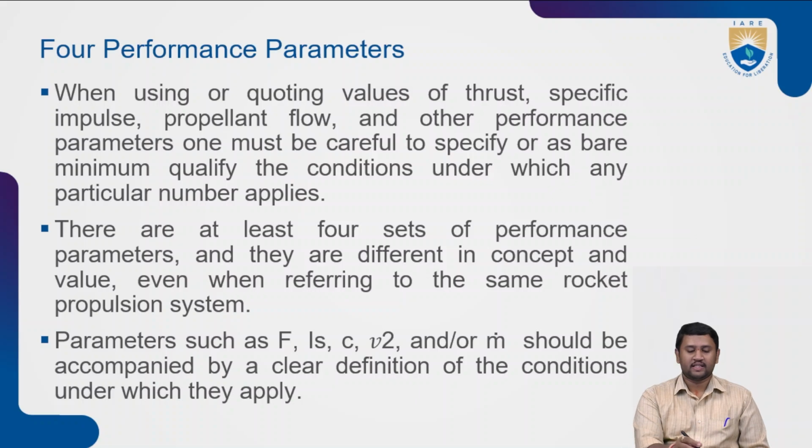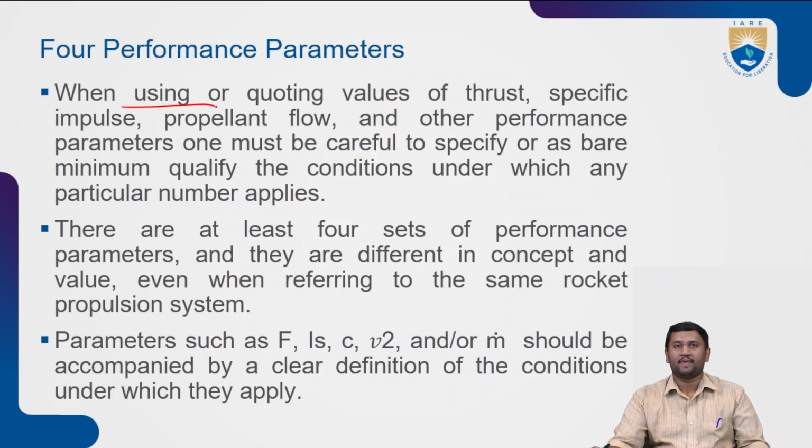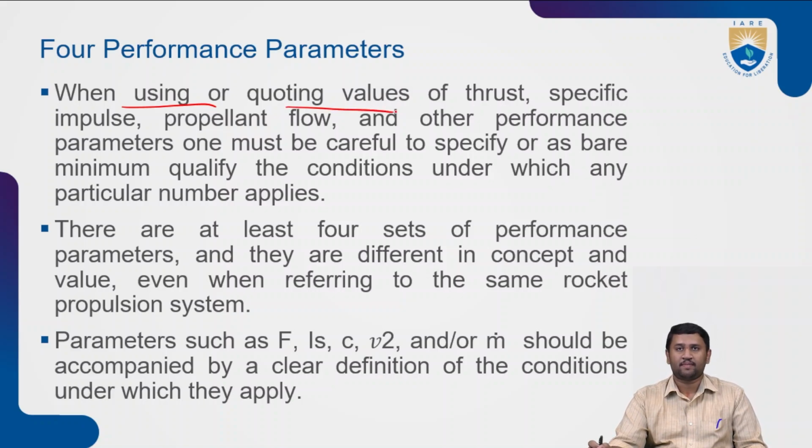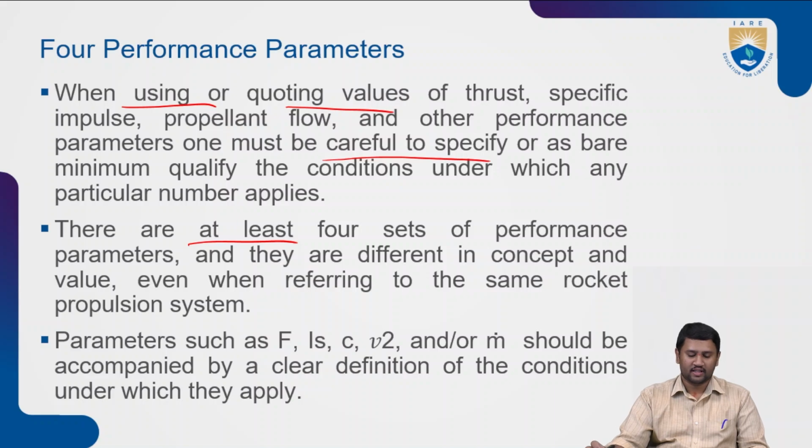Now considering the 4 performance parameters, right? When using or coding the values of thrust, specific impulse as well as the propellant flow and other performance parameters, one must be careful to specify, or as a bare minimum qualify, the conditions under which the particular number applies. There are at least 4 sets of performance parameters and they are different in concept value even when referring to the same rocket propulsion.